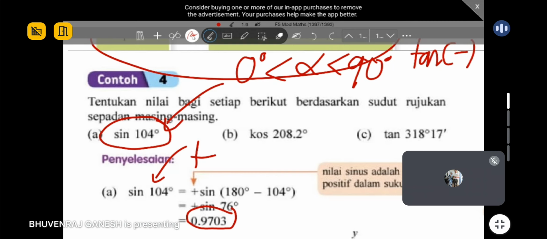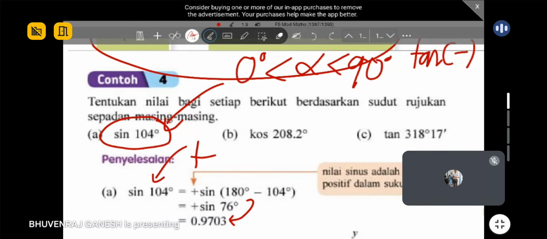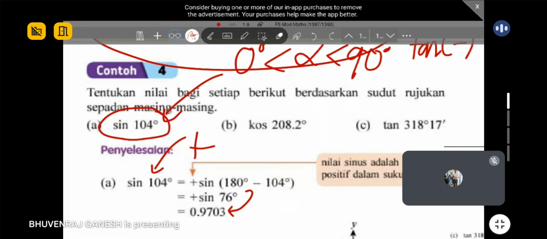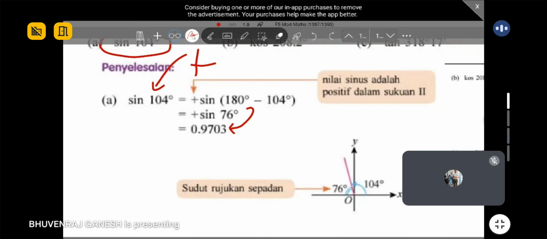Okay, sebab dia kena bentuk satu sudut penggenap. It must form supplementary angle, which mean that total 180 degree. Okay, so the answer this one, right? Kat sini, kamu boleh tekan calculator. Okay, over here you feel free to press calculator because you don't have any information. Kamu tak ada informasi macam mana dapat nilai sin 76. So you just press calculator for that one. Okay, so your answer is 0.9703.